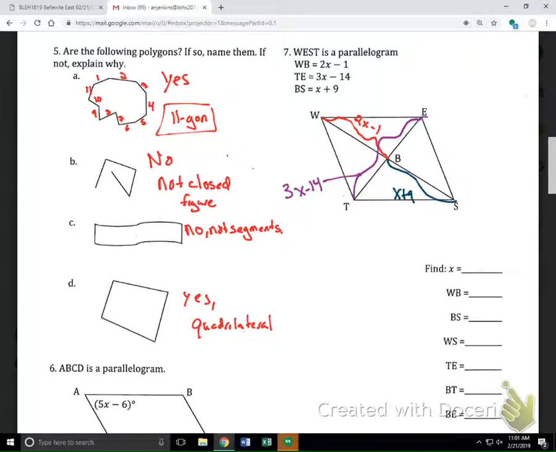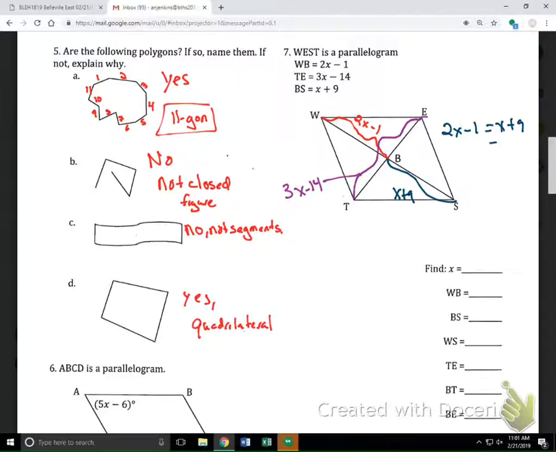So in a parallelogram, we know some facts about diagonals. What is the property we know about a diagonal? They're bisected, so the two parts of a diagonal are congruent, but they themselves are not congruent to each other. So our red part here is going to be congruent to our blue part here. So WB will equal BS. I'm going to set those two equal to each other. We have 2x minus 1 equals x plus 9.